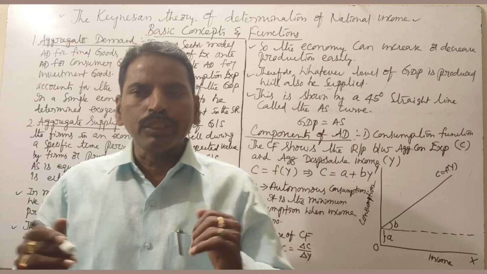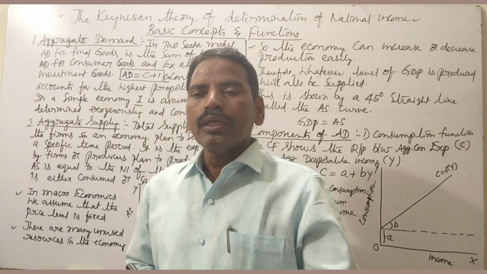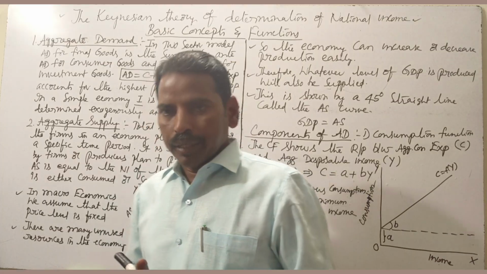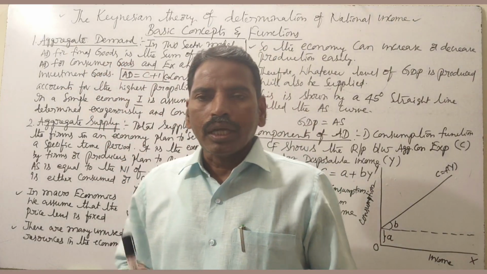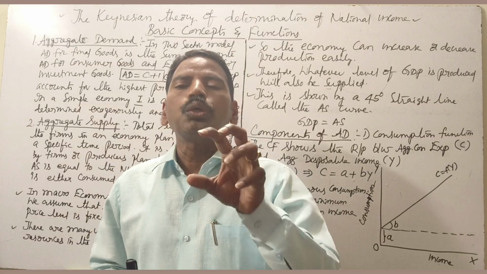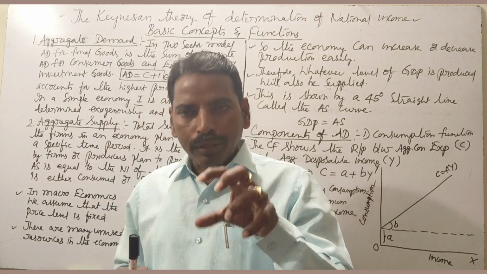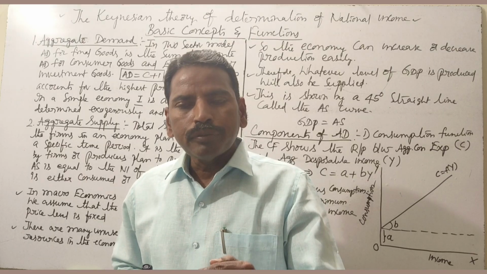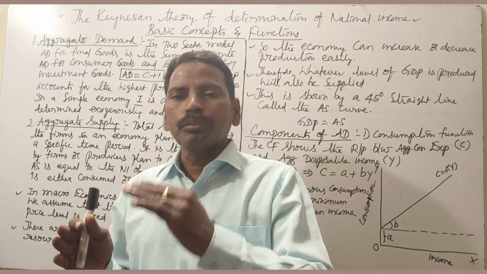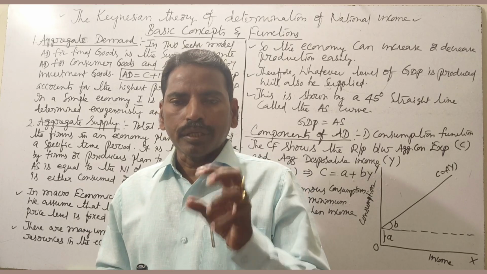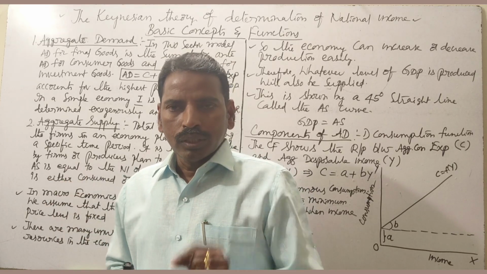Now let us examine first the basic concepts of Keynesian theory. First one is aggregate demand. Aggregate demand means total demand. Here aggregate demand means the sum of consumption expenditure plus investment expenditure. That means AD is equal to C plus I.